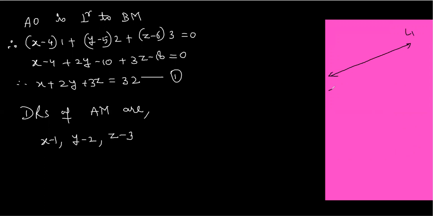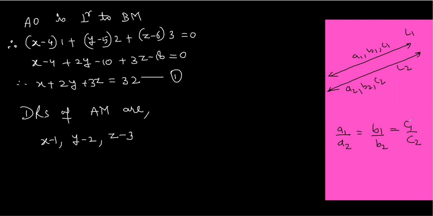So see here, L1 and L2, these two lines are parallel. Suppose the DRS of L1 are A1, B1, C1, and the DRS of L2 are A2, B2, C2. Now these two lines are parallel to each other. So what will happen? Since the lines are parallel, their DRS will be proportional. That is, A1 upon A2 will be equal to B1 upon B2 will be equal to C1 upon C2.